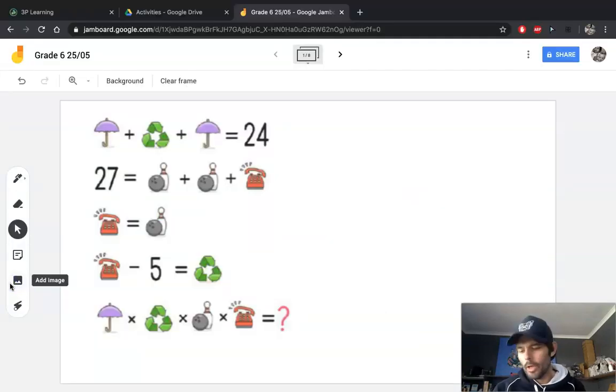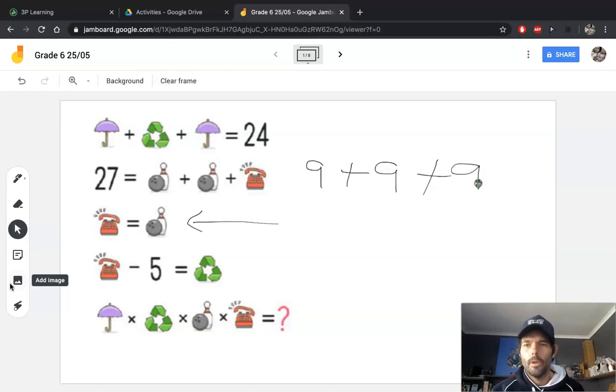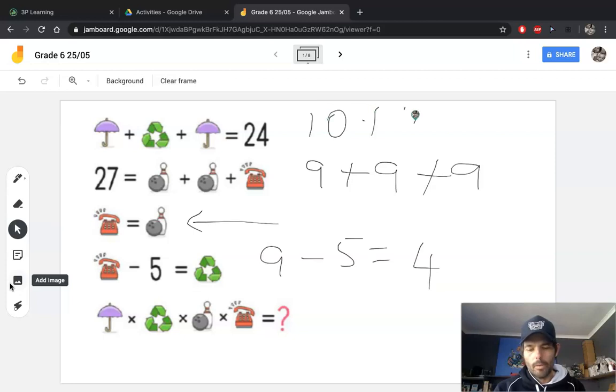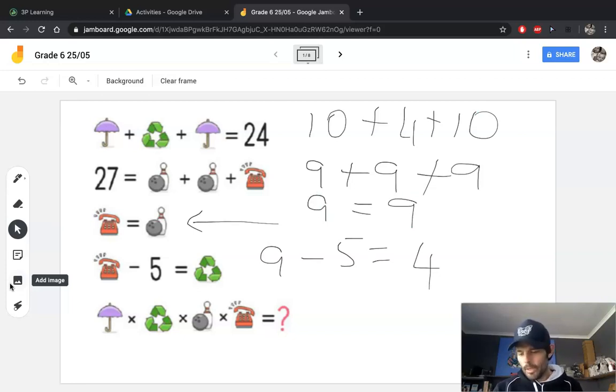We're going to start on the third line because we know the telephone and the 10-pin bowling ball and pin are equal. And that tells us that 27 is equal to 9 plus 9 plus 9 because those symbols are equal. I'll then go to the fourth line and say 9 minus 5 is equal to 4. I know that 10 plus 4 plus 10 will give me 24. Let me just put 9 equals 9, so that we've got that on screen. And then we just fill in the numbers at the bottom. 10 multiplied by 4 multiplied by 9 multiplied by 9.